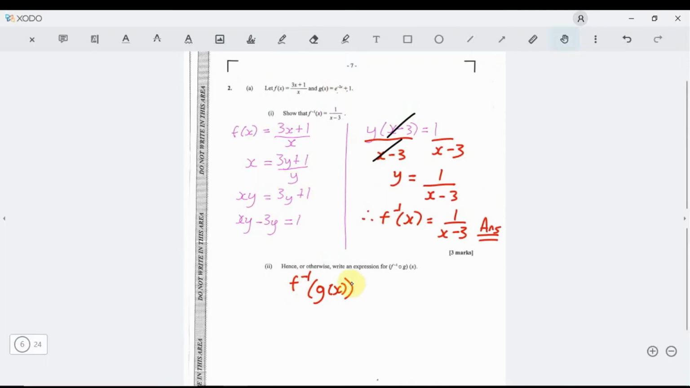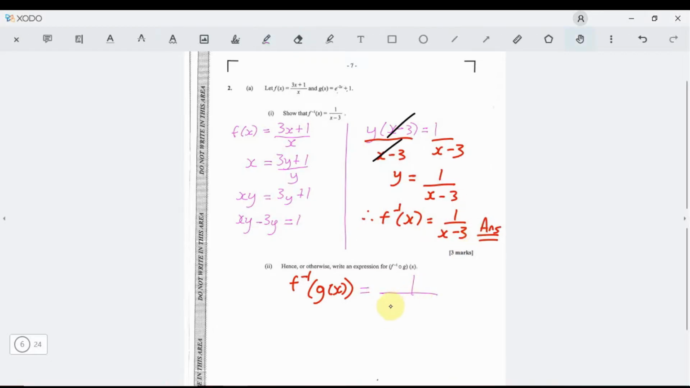So in that case, f inverse of g of x is equal to 1 over... because remember this is f inverse, 1 over g of x, because remember where x is in f inverse, replace it with g of x. Right, so it is 1 over, where x is, we put g of x minus 3. So this is it. This is f inverse of g of x.